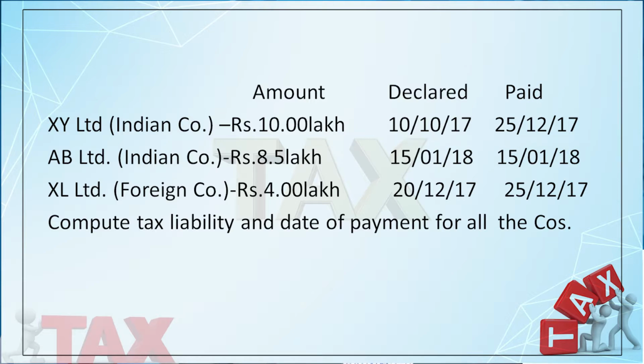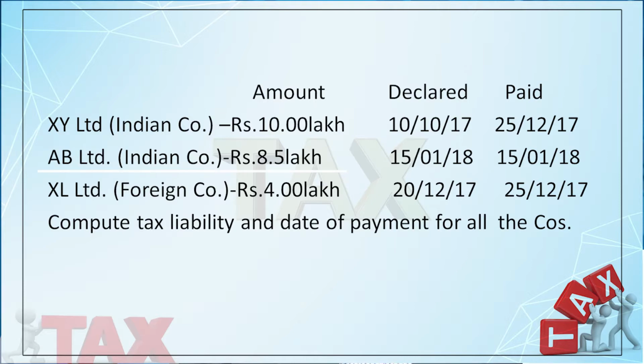So the company is to pay the tax on or before 14 days from whichever is earlier of the declaration date and payment date. So in the case of XY Limited, the due date of payment of DDT would be 24th October 2017.